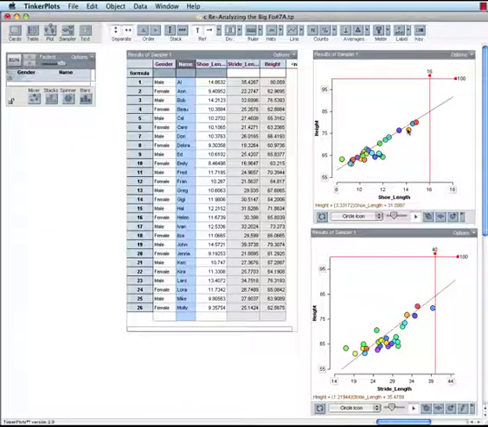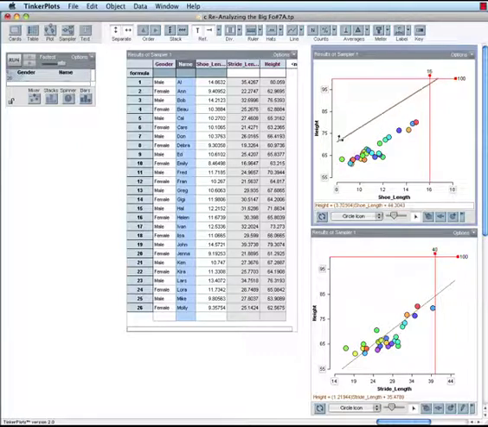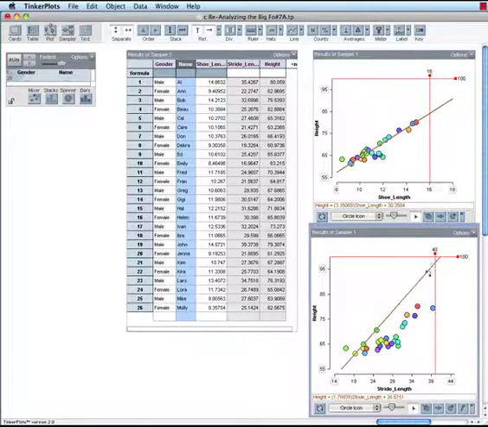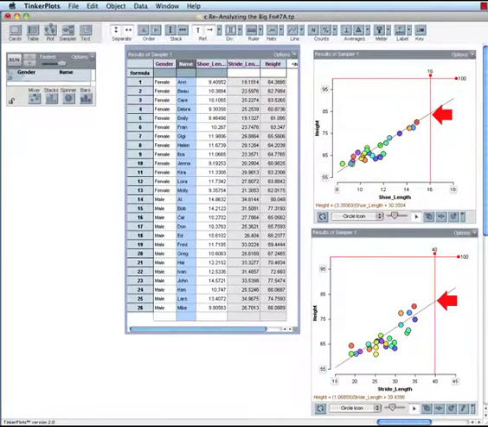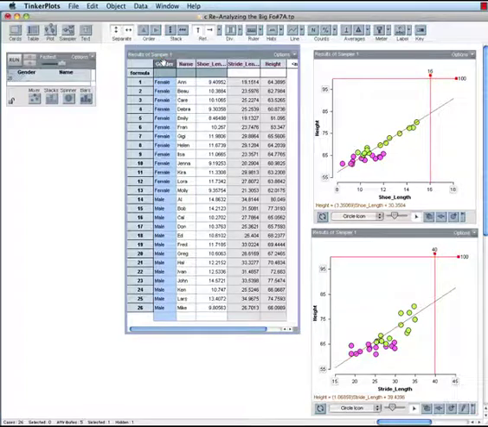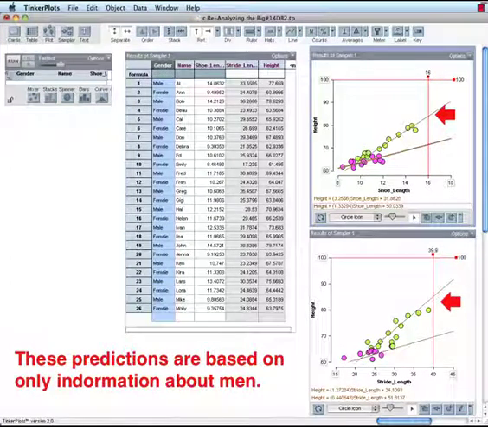For the first problem, you were asked to notice that the diagonal lines in the graphs are movable just by clicking and dragging. And you were asked to use these lines to make your predictions. For the second problem, you were asked to click on gender in the table. This allows you to see the data for men and women separately in the two graphs. Use this additional information to make revised predictions.